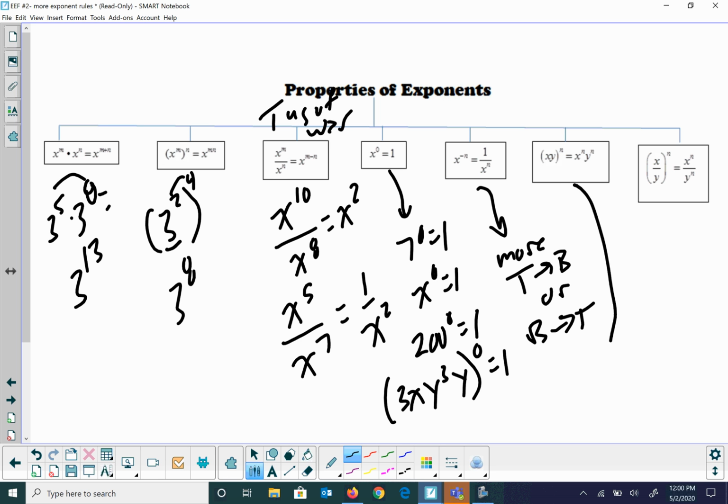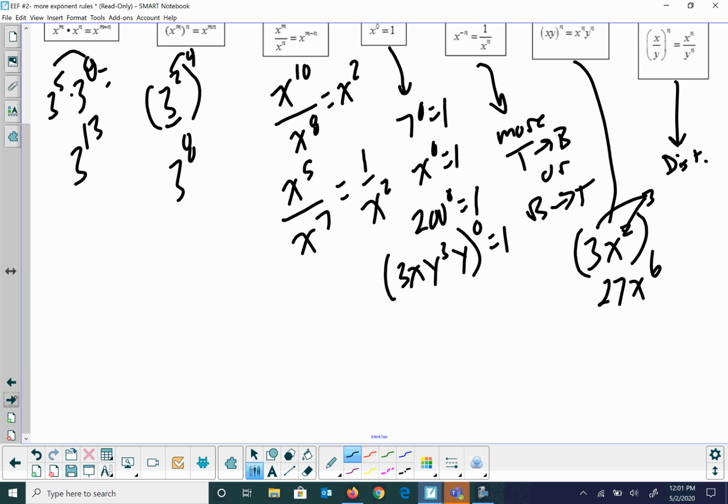This one we talked about. You distribute it, so if you had something like 3x to the 2nd, and it was raised to the 3rd power, the 3 goes here and here, so 3 to the 3rd becomes 27, because 3 times 3 times 3, and the x to the 2nd to the 3rd is going to be x to the 6th. And then same thing with this property. We would distribute it, and then if you had like terms, you would then do the tug of war of it.